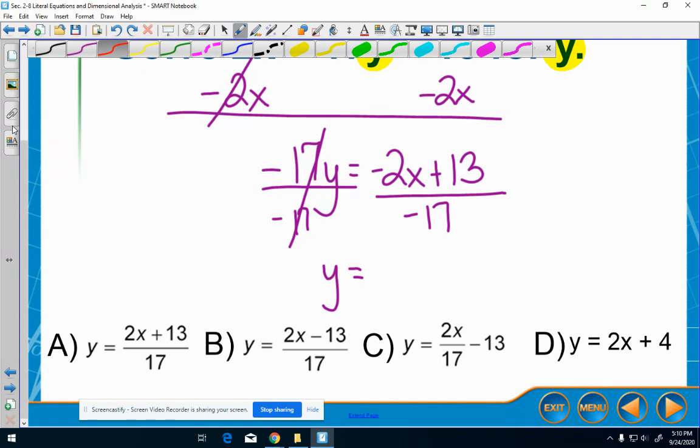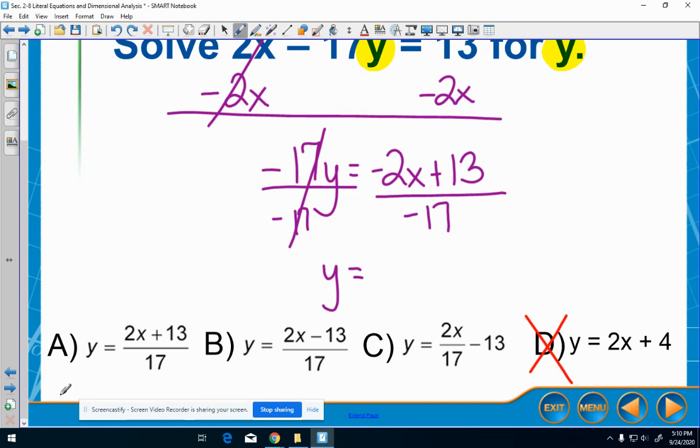Well, not the last one, not D. So I don't think D is going to be my right answer. So I'm going to cross this one out right now. But as I look at A, B, and C, I see every one of those with a positive 17. But yet I have a negative 17 in my problem. So how am I going to make that switch take place? Well, I'm going to remove those negatives anytime I see a double negative.